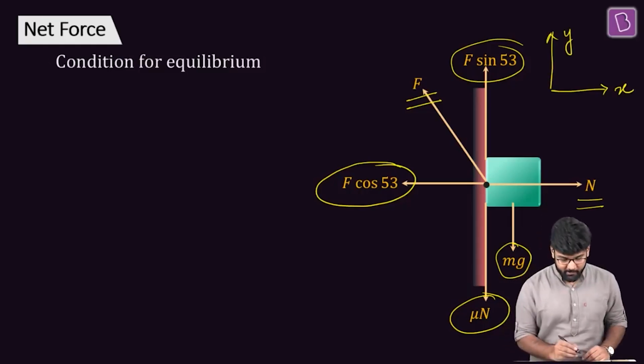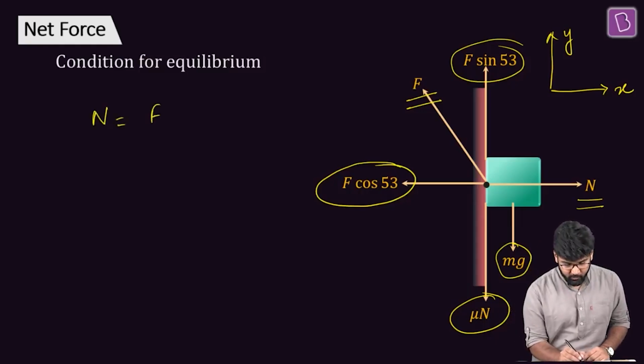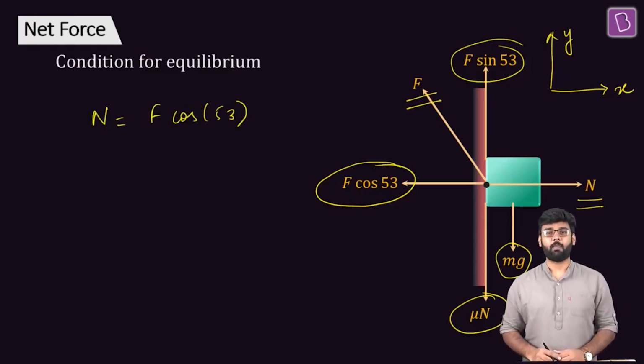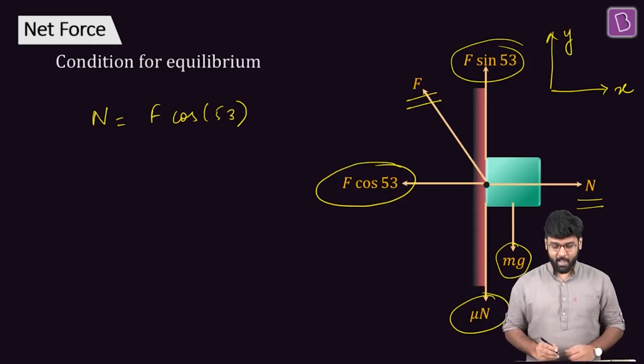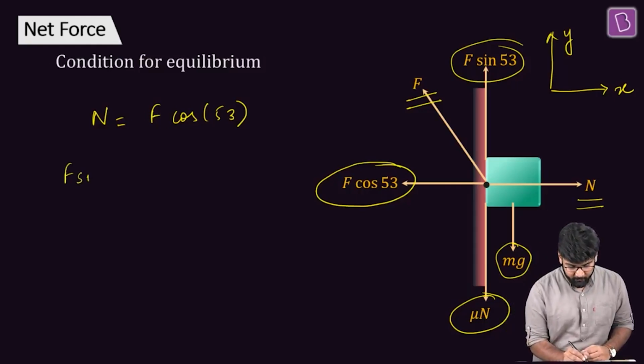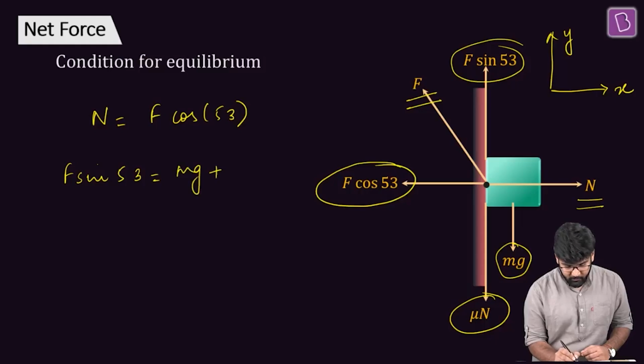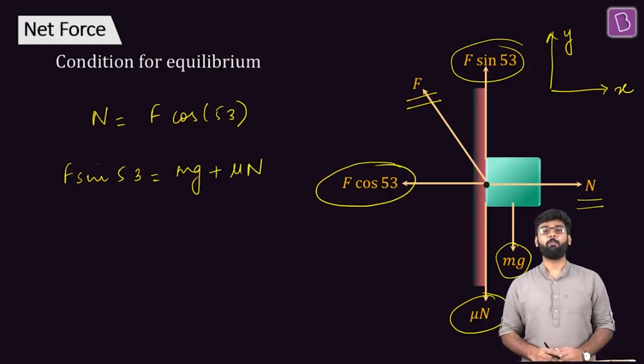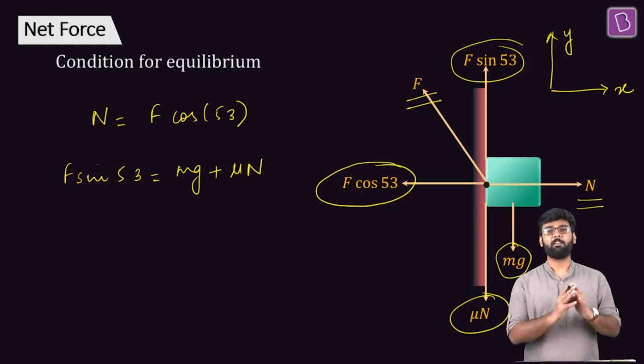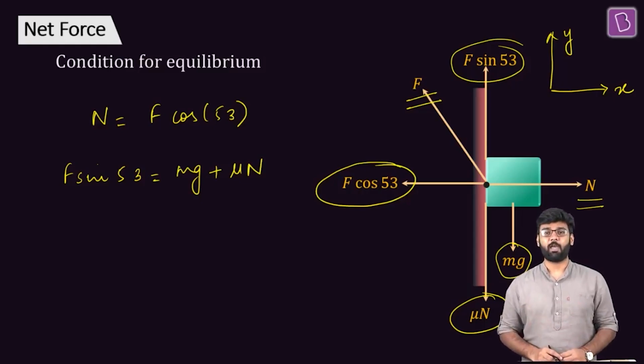First of all, in the x-axis we can write n is equal to F cos 53. There are no other forces acting in the x-axis, so n will balance out F cos 53. And in the y-axis we have F sin 53 is equal to mg plus mu times n, where mu n is the friction, the maximum friction acting on this block. Why maximum friction? Because we are just starting the motion. So the limiting value of friction should act here to find the minimum value of capital F.